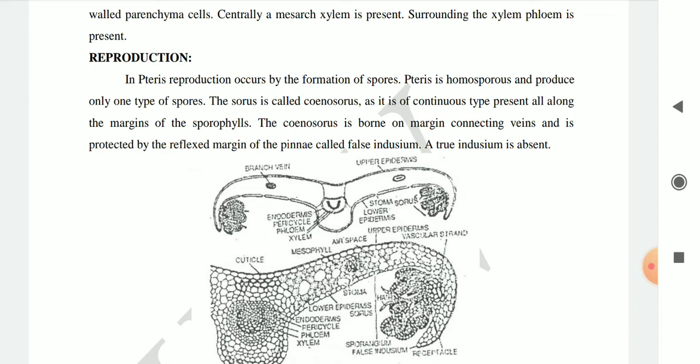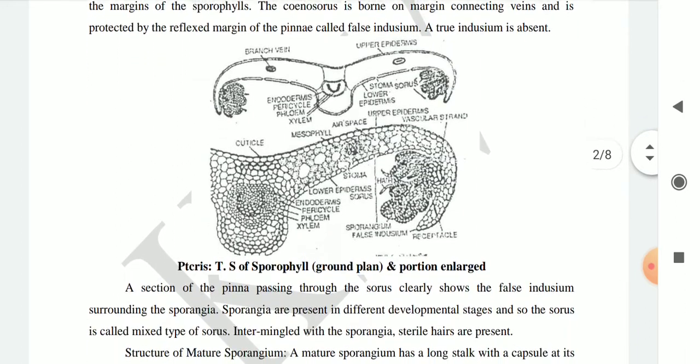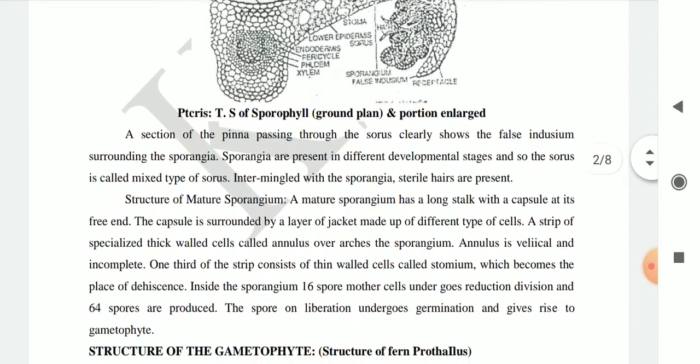These sori will be coenocious in nature. That means it's continuous and present at the margin of the sporophyll, so that's why it is called coenocious in nature. Especially in case of the Pteris, on the pinnate leaves you will find the sori, and you will also have the false indusium. But in case of Pteris, the true indusium is absent.